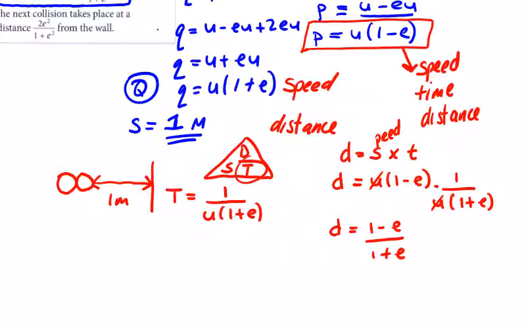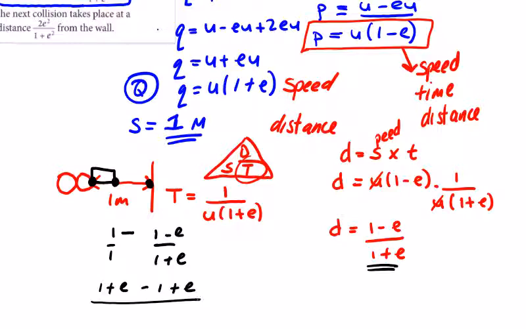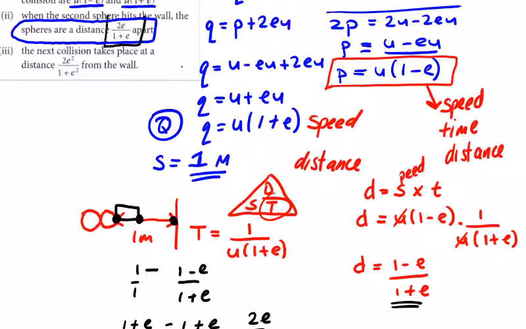So if we come back to our little diagram, this one is here. The other has moved so far to here. So what's the difference? It's 1 minus the distance this one has traveled, so 1 minus 1 minus e over 1 plus e tells us how far they're apart. So we create two fractions: 1 plus e minus 1 plus e over 1 plus e, giving 2e over 1 plus e. Is that correct? 2e over 1 plus e. It is correct.